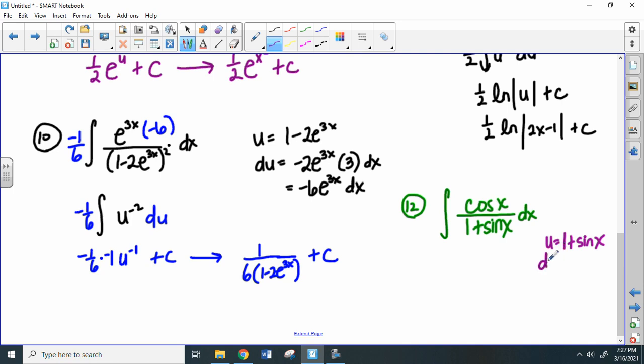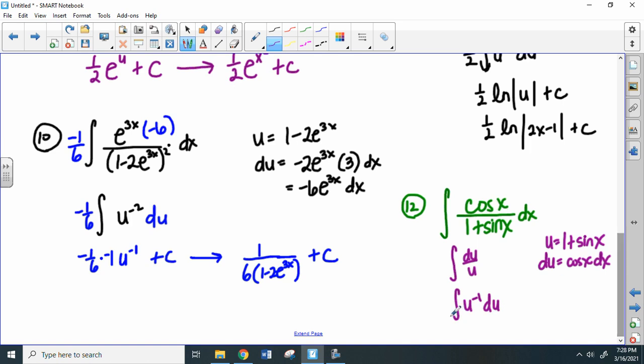All right, so let's take the derivative of 1 plus sine of x. The derivative of 1 is 0. The derivative of sine of x is cosine of x. Go ahead and put your dx on the right, which we already have, right? So let's think about what we have. We have du on top and u on the bottom, but we know that's the same thing as u to the negative 1 du.